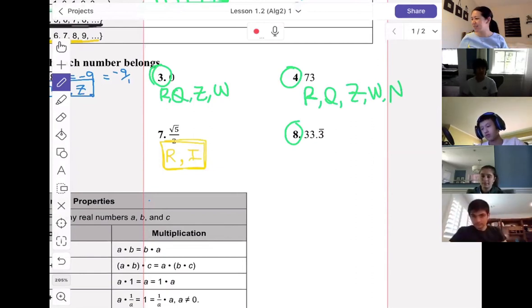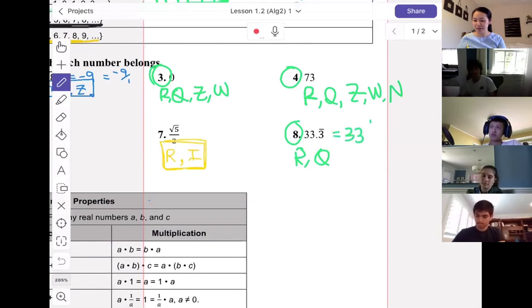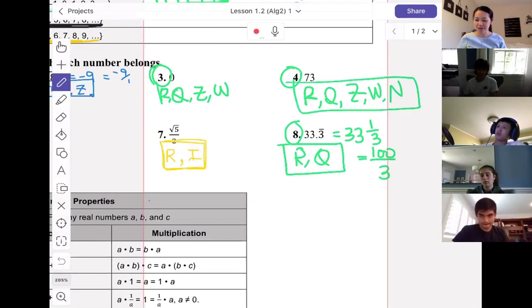Let's go to number 8. This one was the toughest one. Yuki, were you able to figure this one out? We got real number and rational. Nicely done. You can write this as a fraction. This is 33 1/3, which you can rewrite as 100/3. So that definitely is rational, but it is not an integer, and so it's not everything else. Good job, guys. Any questions on these number sets?